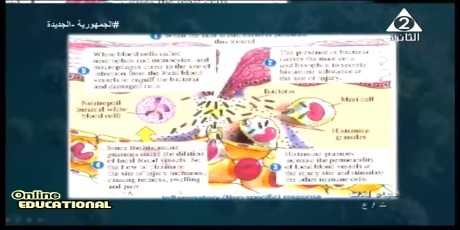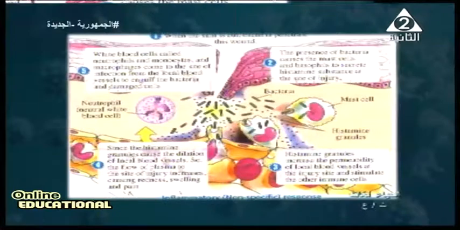Bacteria enter the skin, the mast cell engulfs them. Engulf means take it inside the cell, and the histamine granules are secreted. This is the histamine granules. After engulfing many bacteria, what happens? Number 3, histamine granules increase the permeability of the local blood vessel at the injured site and stimulate the other immune cells, many cells, to enter. After they enter the body, what happens?